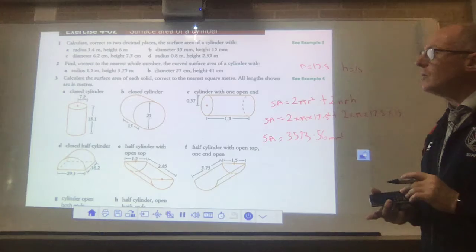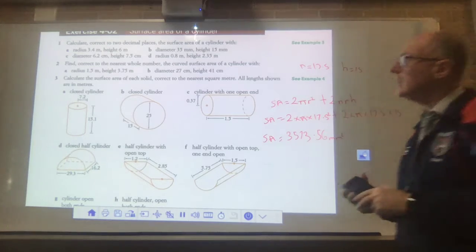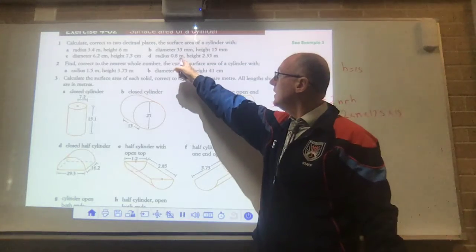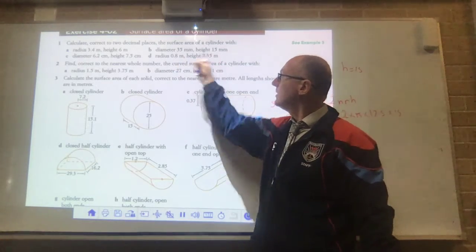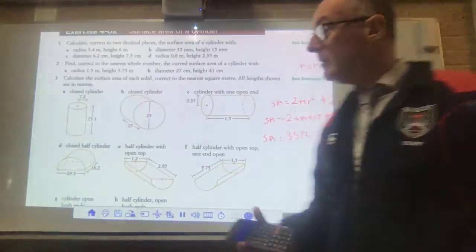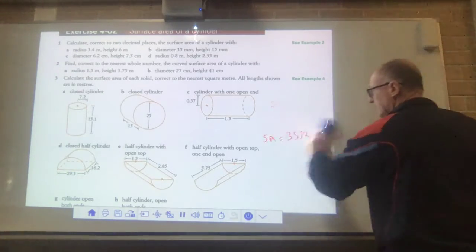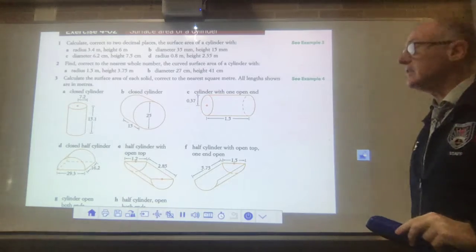You should be able to do questions C and D. Question C, remember to half the diameter, get 3.1. Question D, leave it the same. They're all in the same measurements, so they're not too bad. So you can do C and D, round your answer to 2 decimal places. Of course, check your answers in the back.